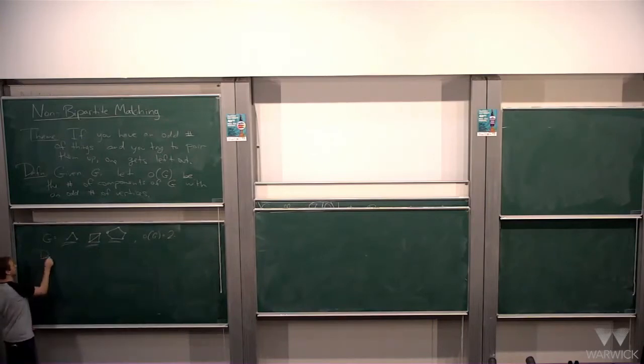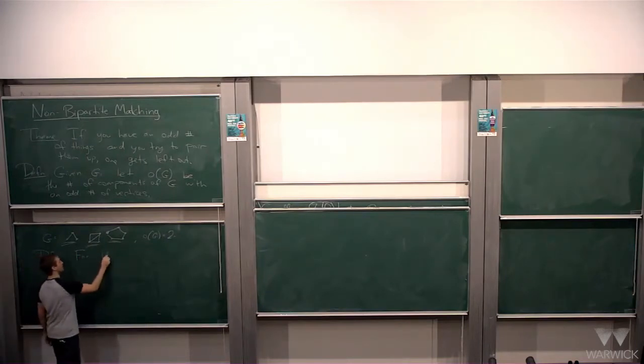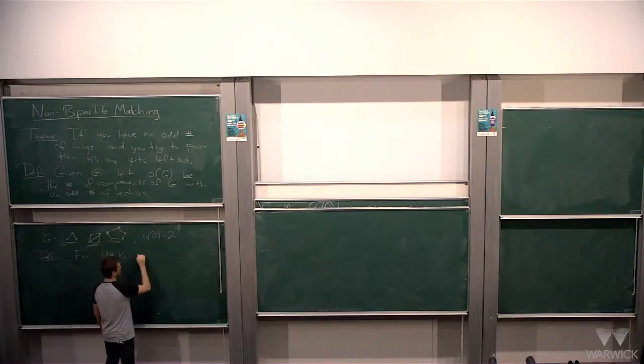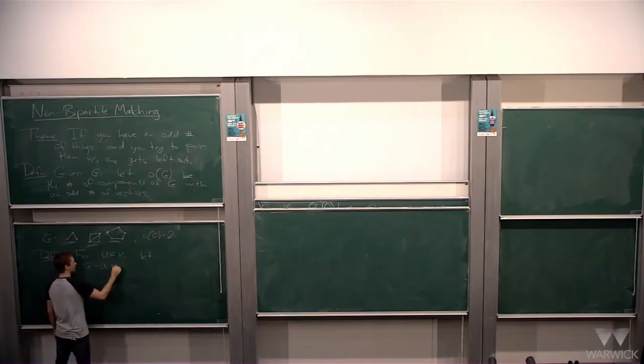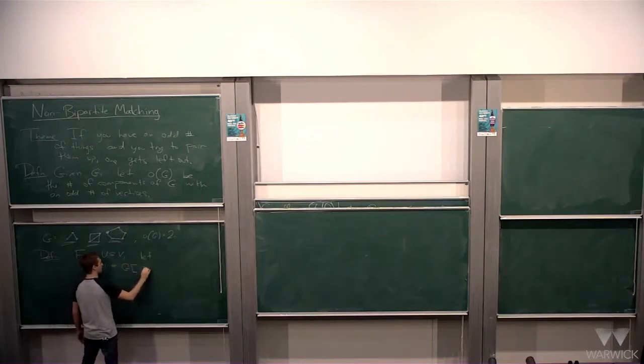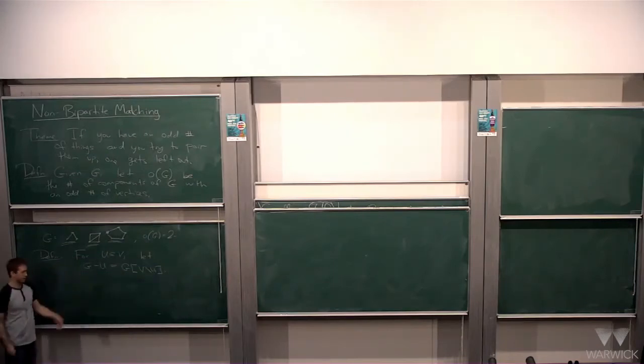Another quick definition, more of a shorthand. For a set of vertices U, I'll write G minus U for the subgraph induced by all the vertices that aren't in U. You can think of G minus U as deleting the vertices in U and all the edges containing them, and you're left with some substructure G minus U.